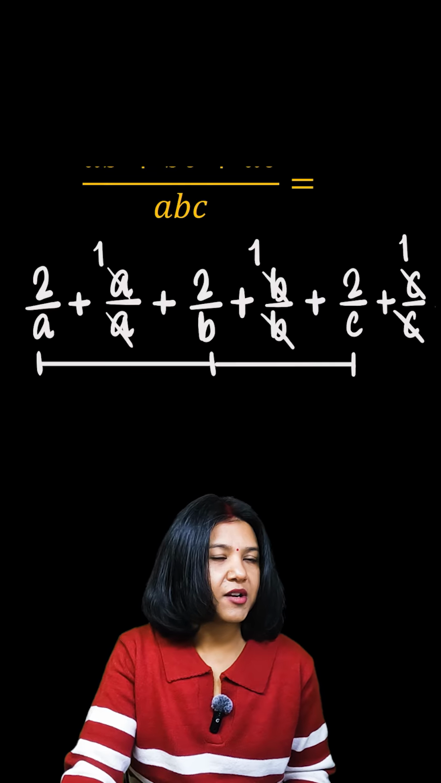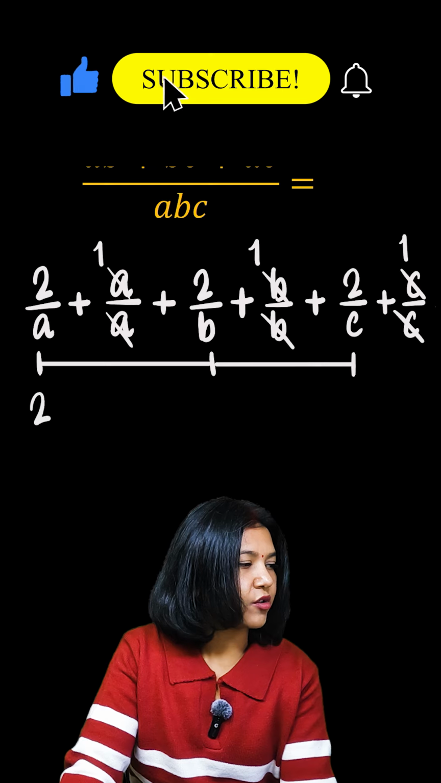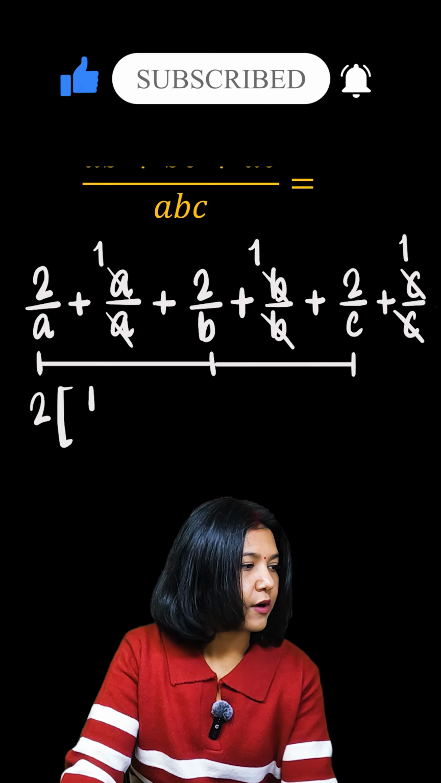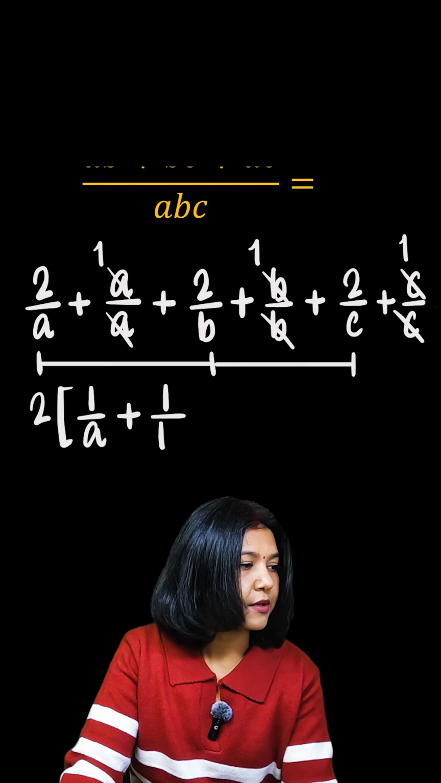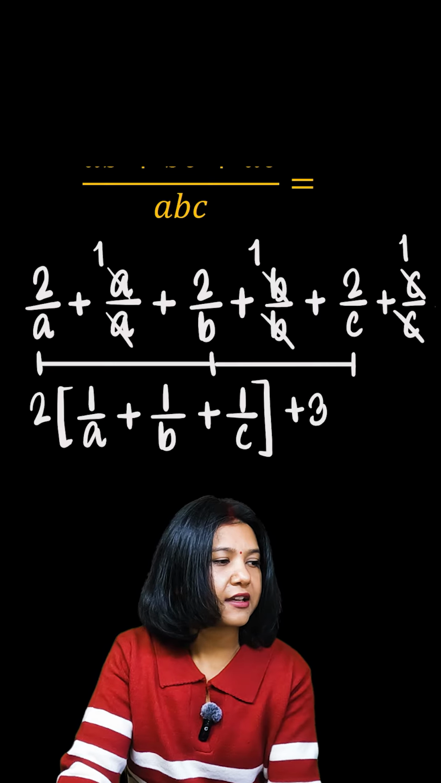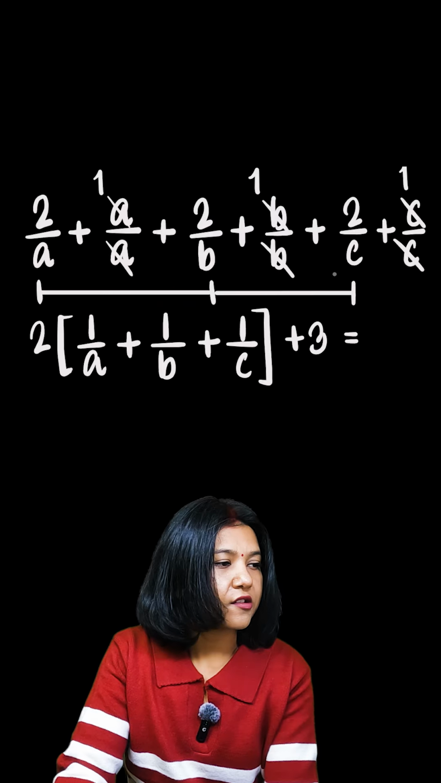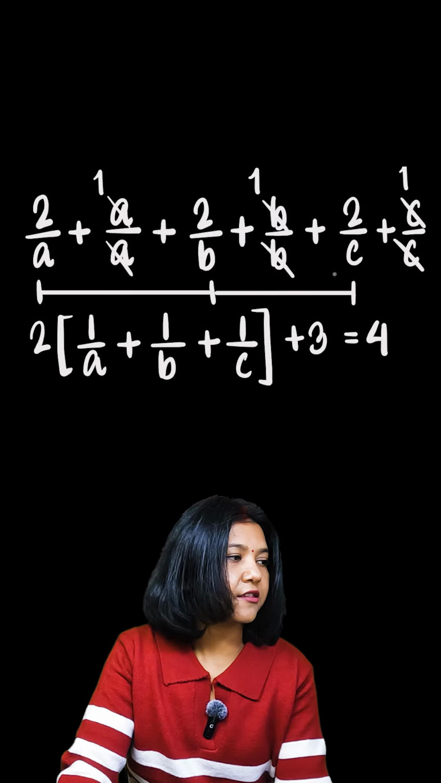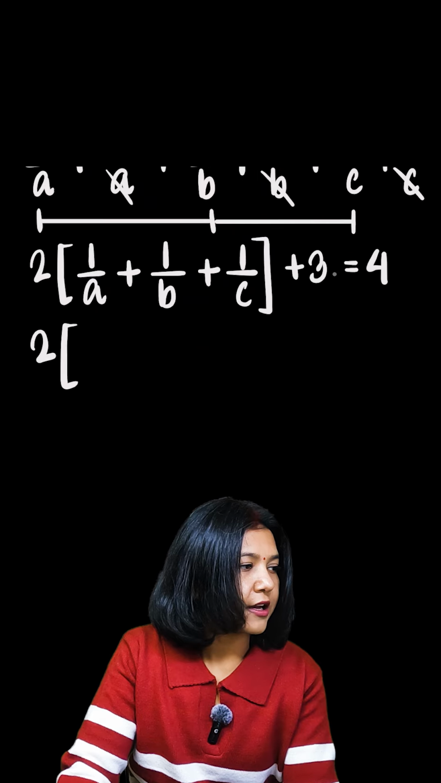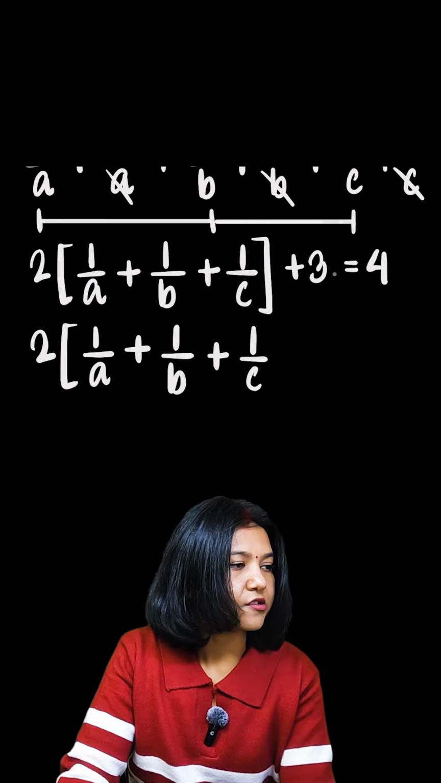If you look at the three terms here, the common numerator is 2. If I remove that outside, all I have is 1 by a plus 1 by b plus 1 by c. Now, adding the three ones, 1 plus 1 plus 1 is 3, so plus 3, I can write that equals, it's already given to me in the question, it's equal to 4. So now I can solve the two numbers together, which gives me 2 times 1 by a plus 1 by b plus 1 by c equals 1.